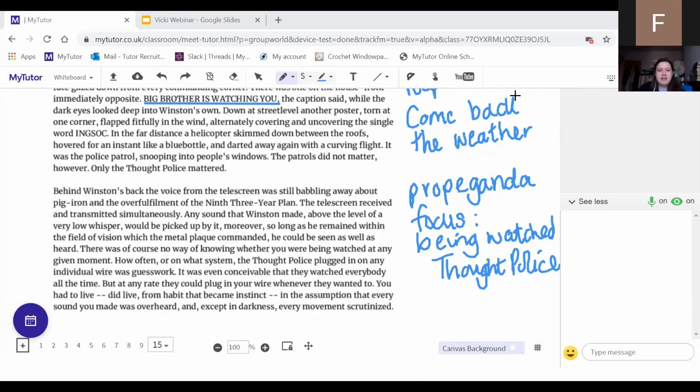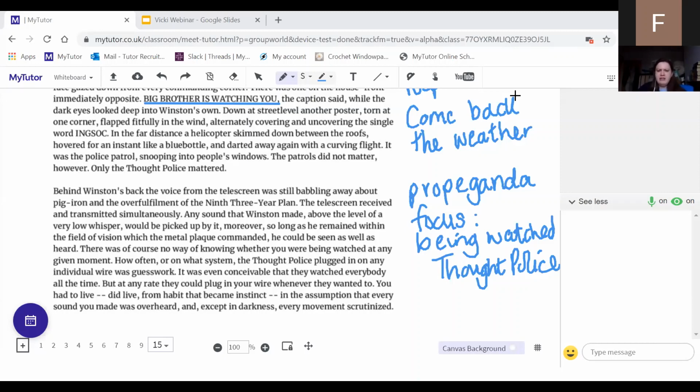The telescreen received and transmitted simultaneously. Any sound that Winston made above the level of a very low whisper would be picked up by it. Moreover, so long as he remained within the field of vision which the metal plaque commanded, he could be seen as well as heard. There was, of course, no way of knowing whether you were being watched at any given moment. How often, or on what system, the Thought Police plugged in on any individual wire was guesswork.